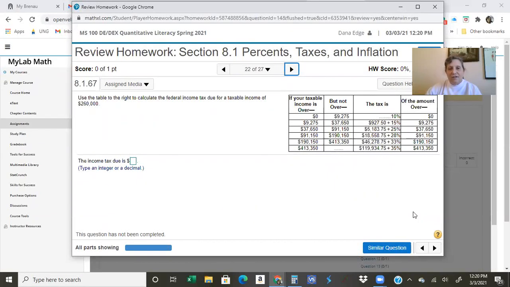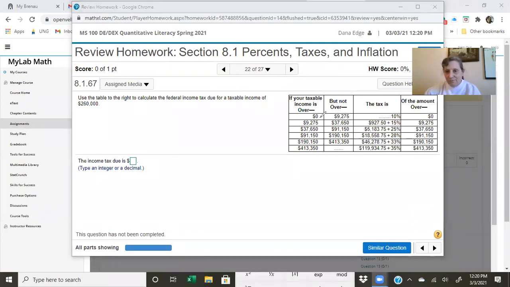The way income tax is actually calculated is not that when you get moved into a new income tax bracket, that is now the percent income tax that you pay for your whole income. Everyone, rich or poor, pays 10% on the first $9,275. And then they pay 15% on the amount between $9,275 and up to $37,650. They still only pay 10% on the first $9,275.